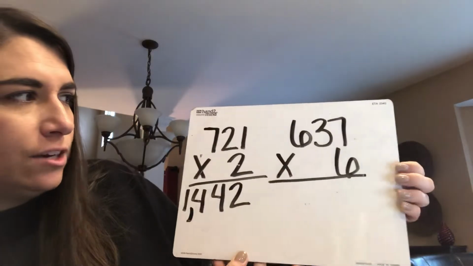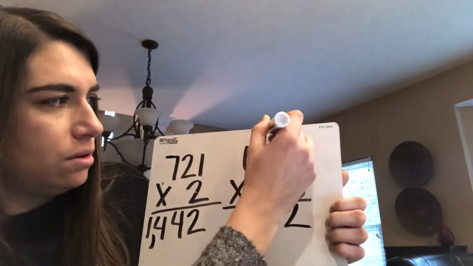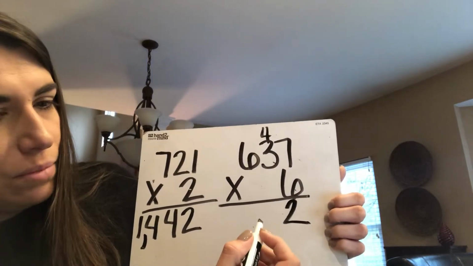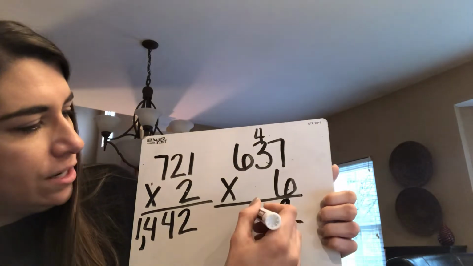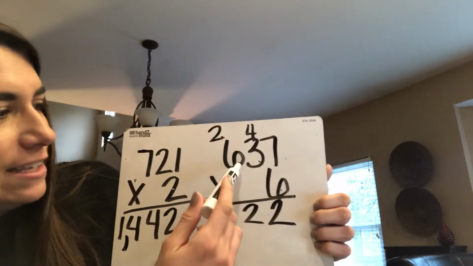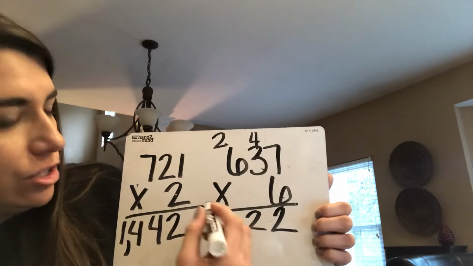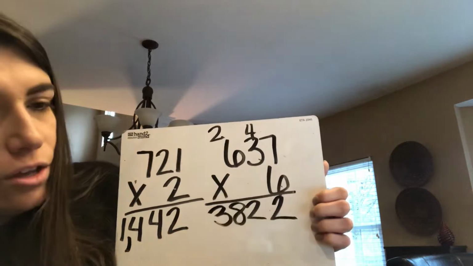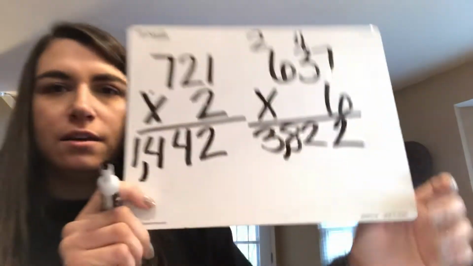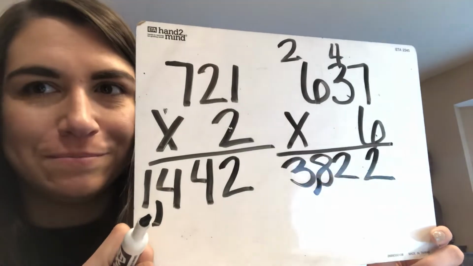The next one is 637 times 6. So I take 6 times 7, and again, that's 42. 6 times 3 is 18, plus 4 is 22. Hopefully I did that right. 6 times 6 is 36. Then you add in your 2. So 6 times 6 is 36 plus 2, which is 38. So you should have gotten 3,822, and you add your comma in there. Ooh, my handwriting's getting a little sloppy there. Okay, so 3,822 is your second answer.